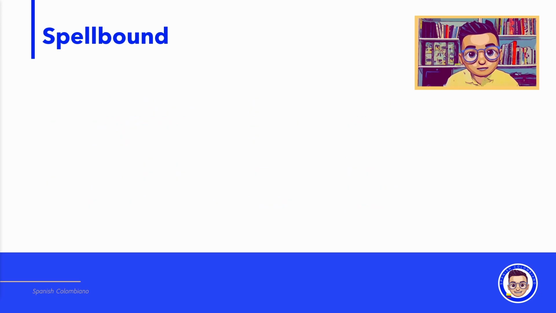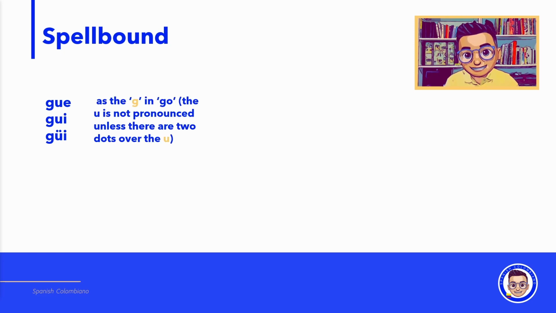Let's see the next spelling rule. Sometimes you can find that G is followed by U, and after U you can see E or I. So how do you pronounce this? As the G in "go," for example, with the word guerra. We pronounce this word guerra because the U doesn't have the two dots. The same with guinda. But when it has the two dots, we need to pronounce G and U.